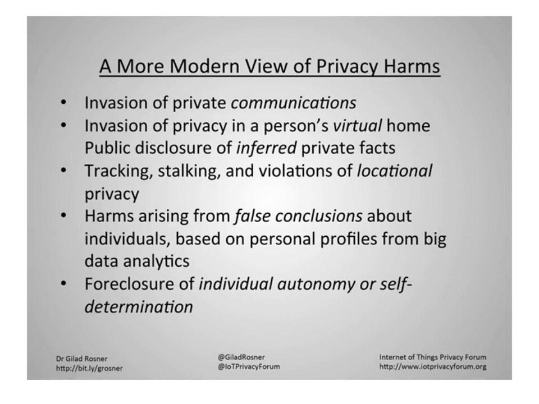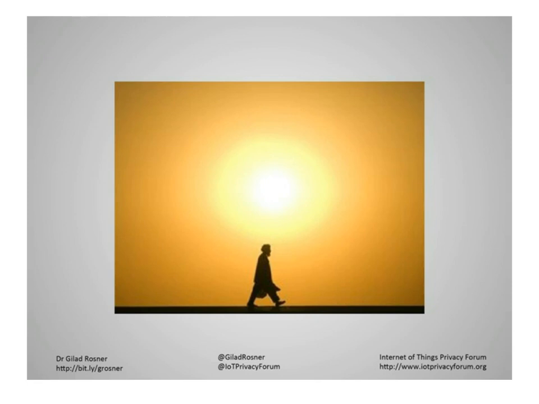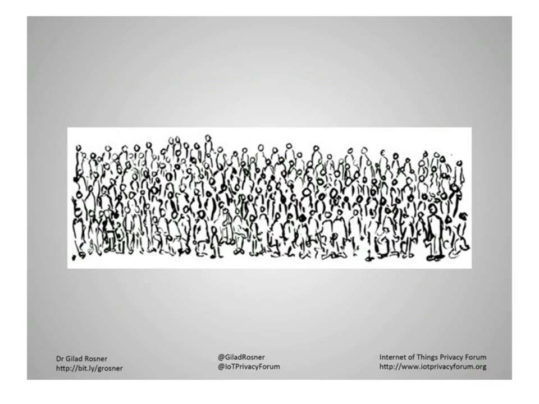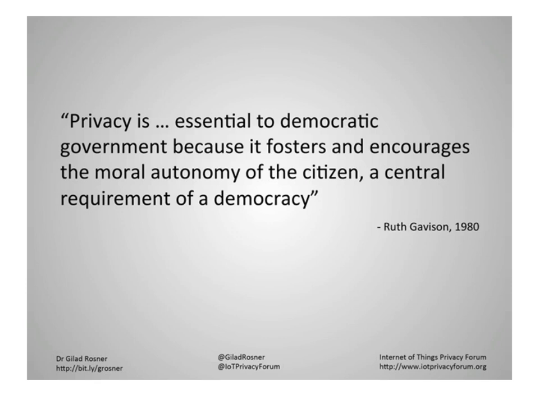Thinking of privacy harms tends to focus discussion on individuals. Privacy, however, must be discussed also in terms of society. It's argued that privacy is vital for the functioning of society and democracy. In 1980, an Israeli law scholar named Ruth Gavison wrote, "Privacy is essential to democratic government because it fosters and encourages the moral autonomy of the citizen, a central requirement of democracy." In this way, privacy is constitutive of society. It's integrally tied to its health.